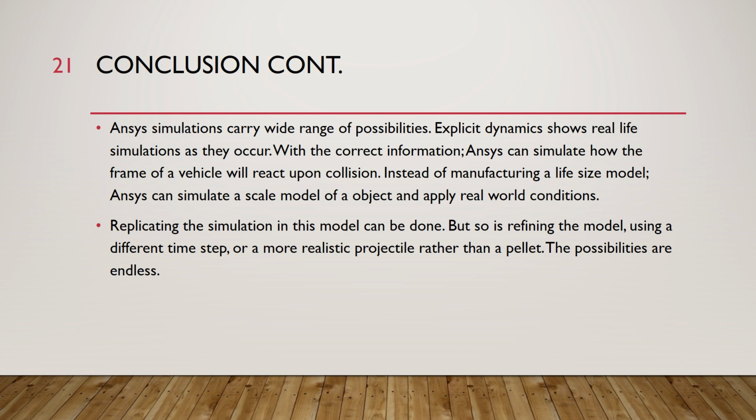ANSYS simulations carry a wide range of possibilities. Explicit dynamics shows real-life simulations as they occur. With the correct information, ANSYS can simulate how the frame of a vehicle will react upon collision. Instead of manufacturing a life-size model, ANSYS can simulate a scale model of the object and apply real-world conditions. Replicating the simulation in this model can be done, but so is refining the model, using a different time step or a more realistic projectile rather than a pellet. The possibilities are endless.